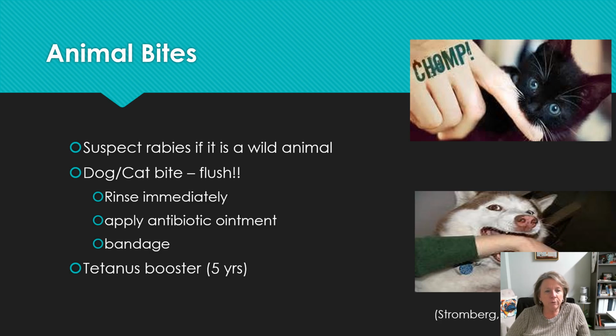Rinse immediately, flush it, apply antibiotic ointment to it and bandage it. Lots of times if it's bleeding, let it bleed a little as you're flushing and cleansing it out. Bleeding is a good thing as long as you're not profusely bleeding, but we want it to be cleansed. And then you need a tetanus booster, remember, every 5 years.